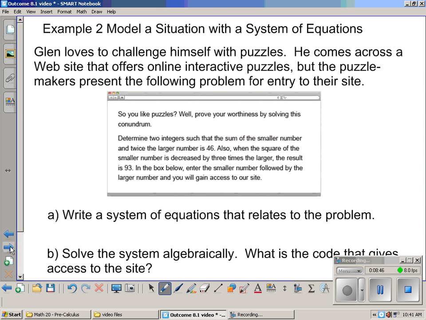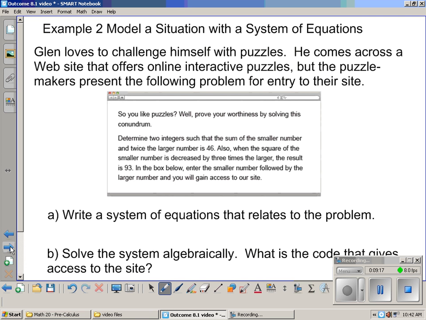Okay, now we're going to look at a situational question. It says, Glenn loves to challenge himself with puzzles. He comes across a website that offers online interactive puzzles, but the puzzle maker presents the following problem for entry to their site. We're asked to write a system of equations that relates the problems. It says, so you like puzzles. Well, prove your worthiness by solving this conundrum.